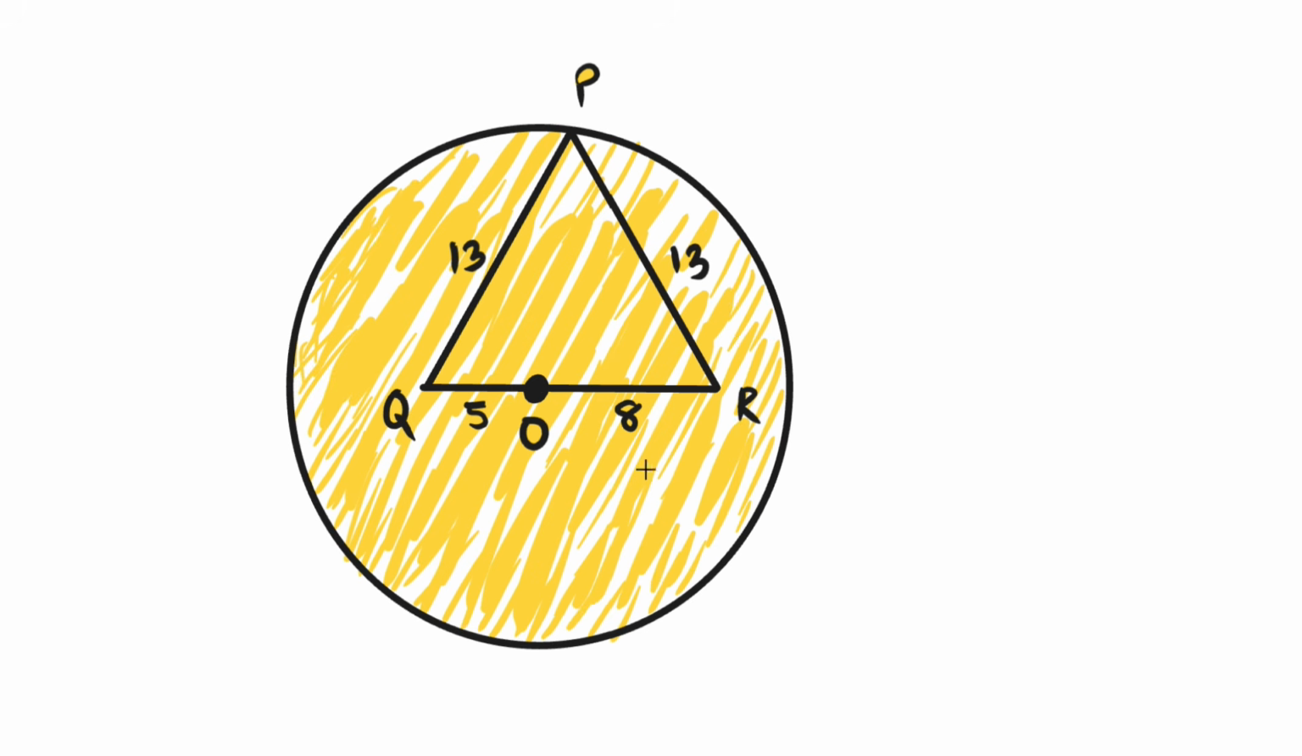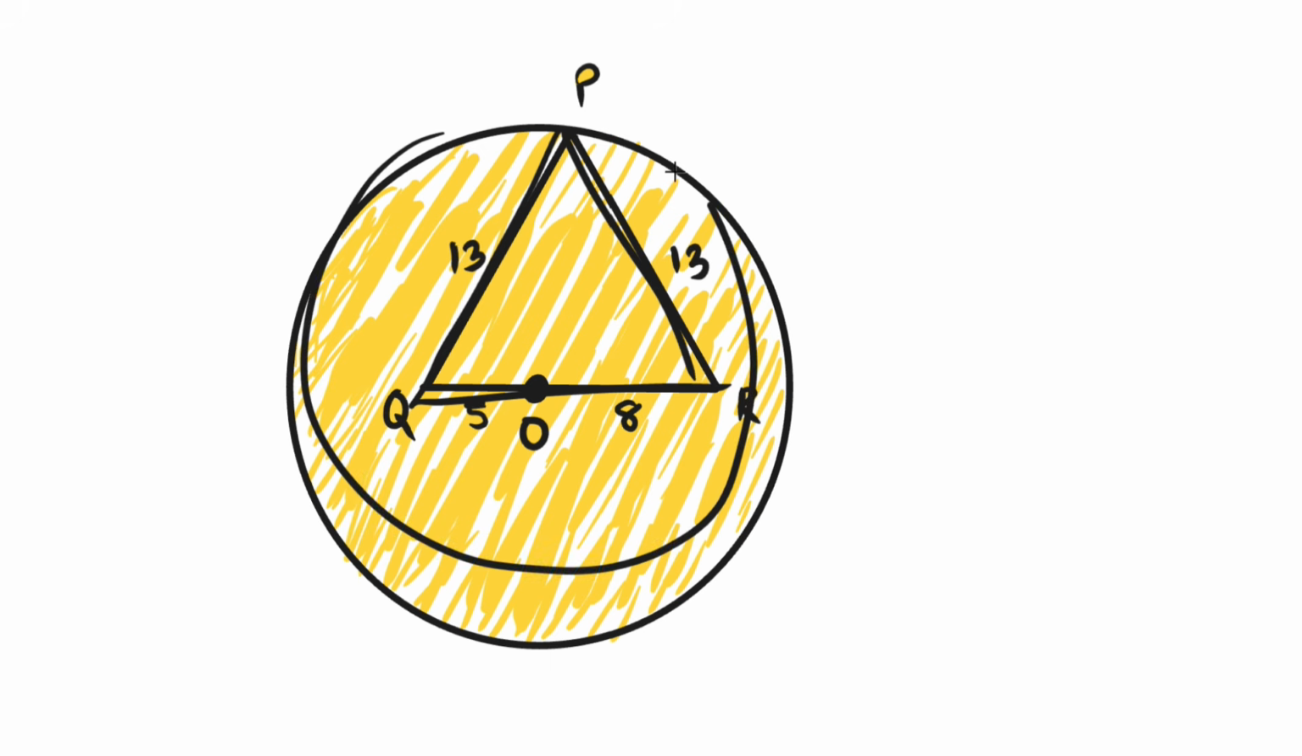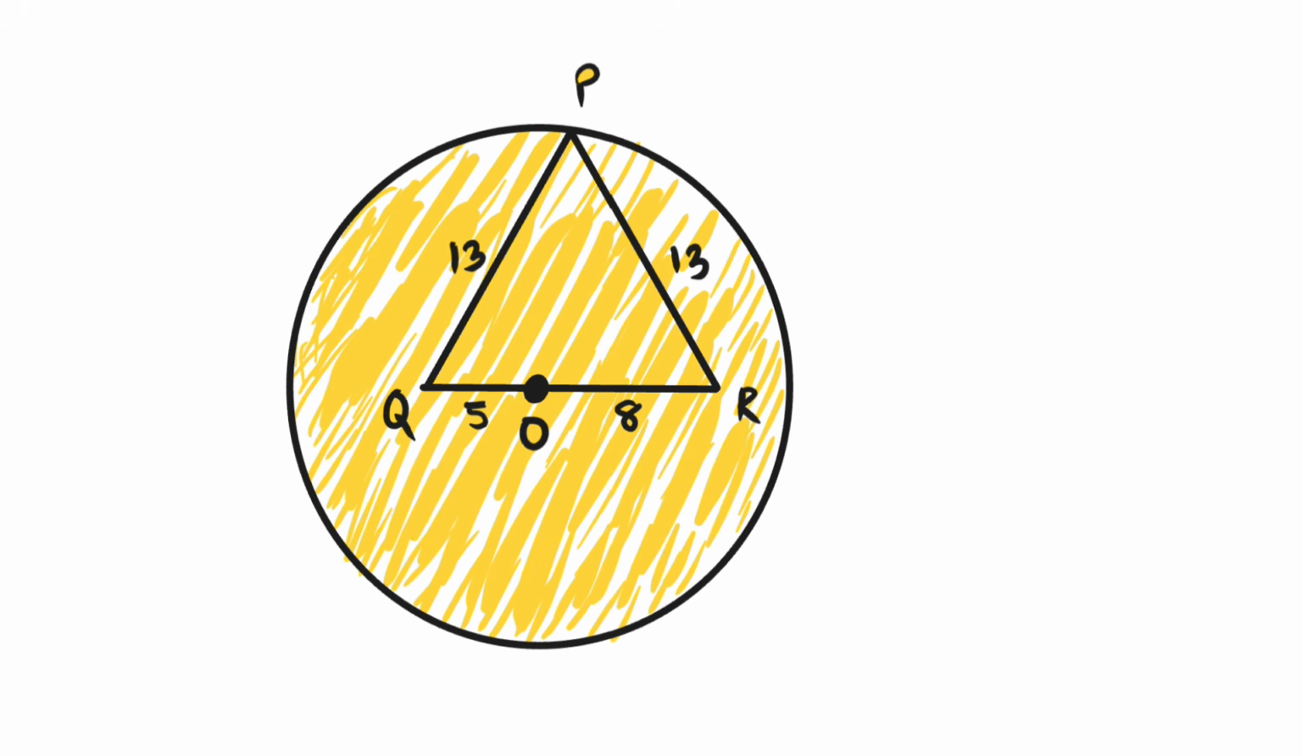And just a quick reminder before we start, the diagram doesn't have to be perfectly drawn to scale, so don't try to estimate lengths or angles just by looking at the picture. We're going to trust the information given in the problem and use geometry to uncover the radius.